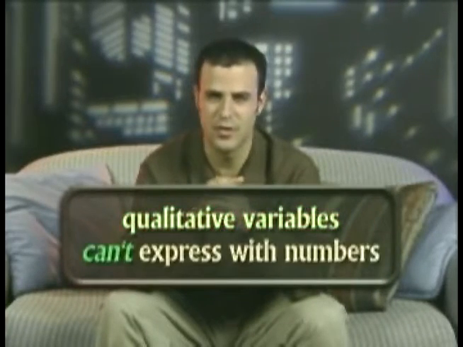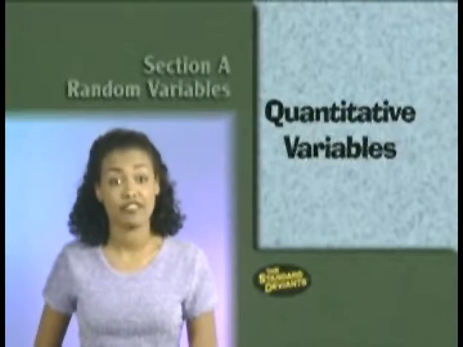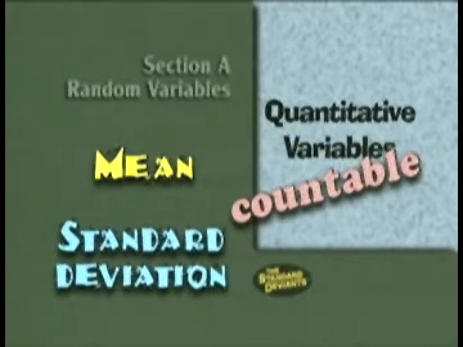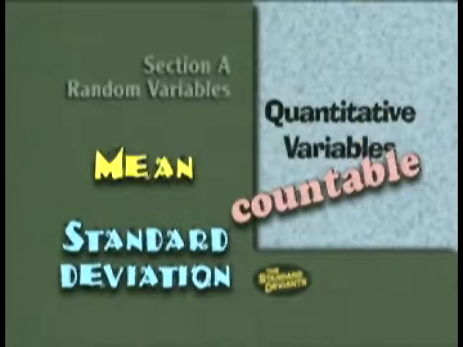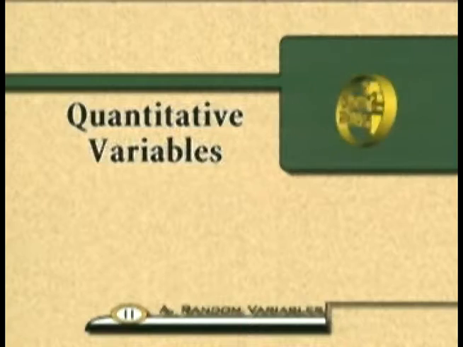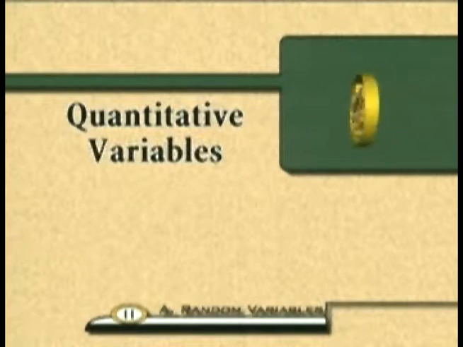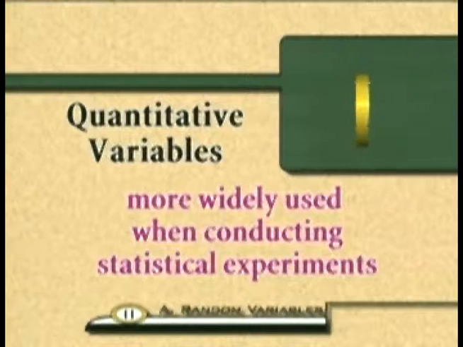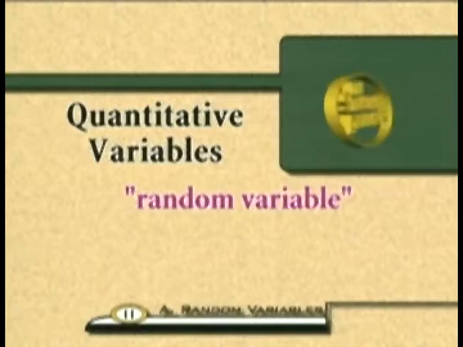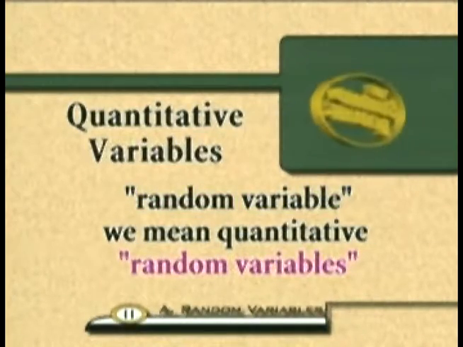With qualitative variables, the ones you can't express with numbers, once you've said the results, that's pretty much it. If you found someone's favorite dessert, there's not a whole lot there for you to analyze. But with quantitative variables, the countable ones, we can calculate things like mean and standard deviation, which can keep frustrated college students busy for hours. Because they have such greater potential for analysis and keep college students off the streets, quantitative variables are more widely used when conducting statistical experiments. Since that's the case for the rest of this video, when we say random variable, we mean quantitative random variable.